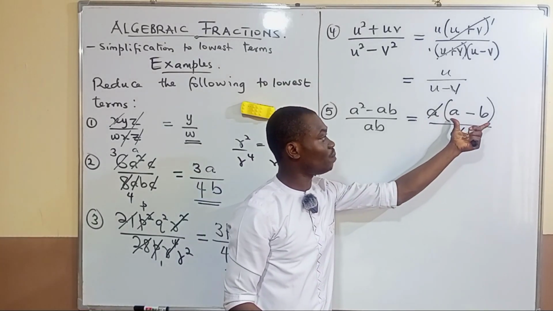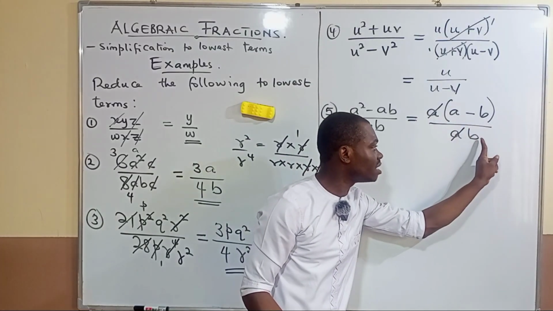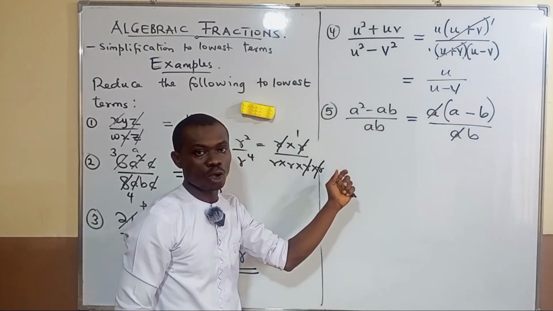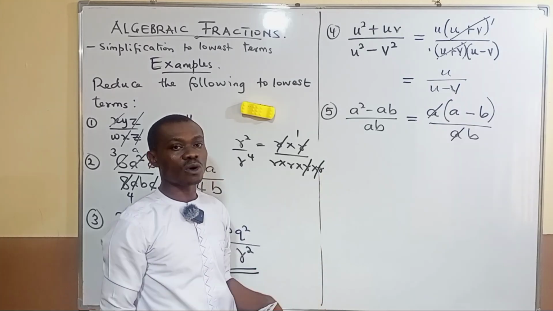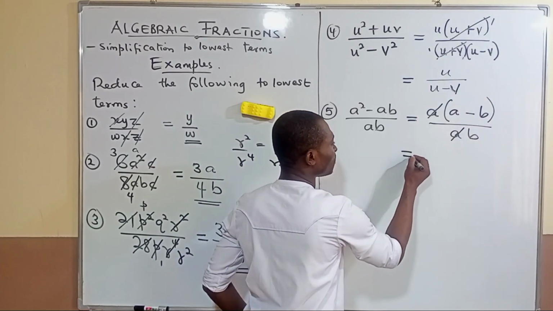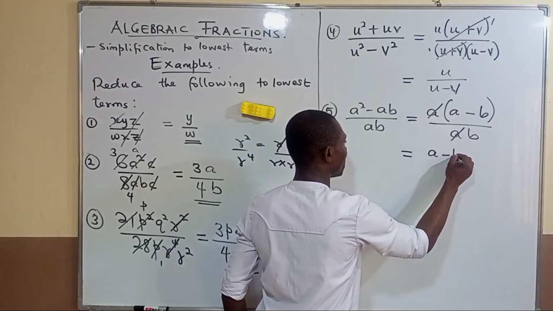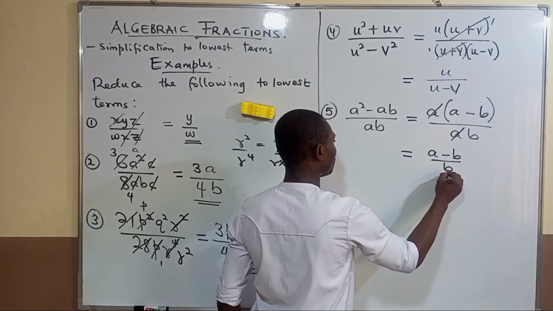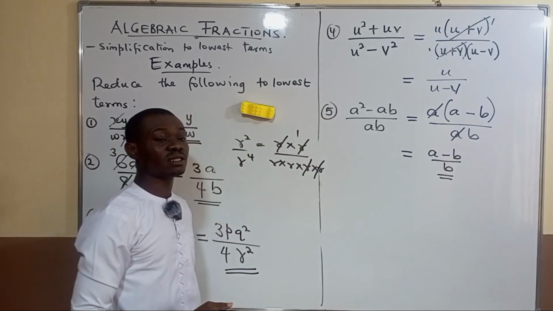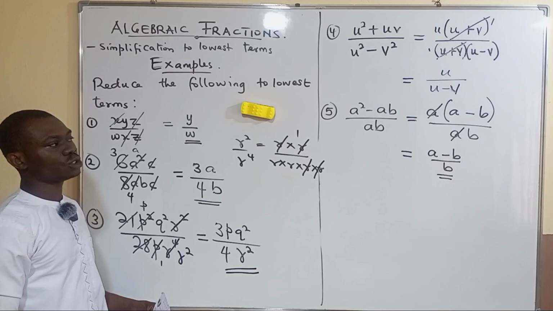Because this A is multiplying the whole of this, and this other A is multiplying this B. So you can divide a multiplication. And finally, our answer will be A minus B all over B. Okay, right. So that is the approach to use.